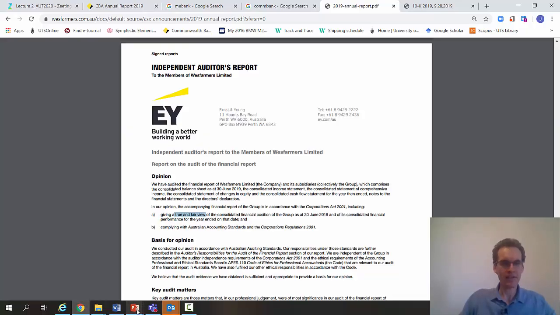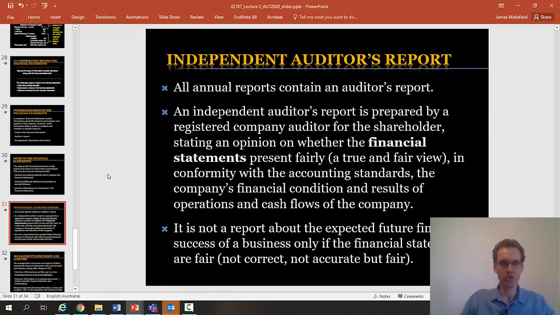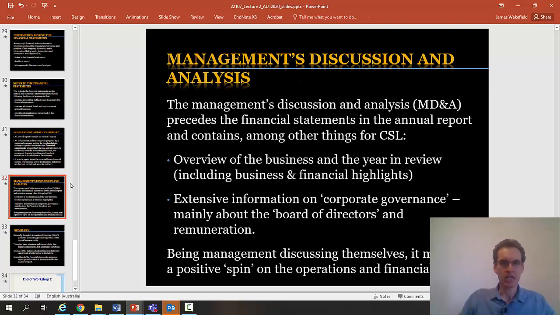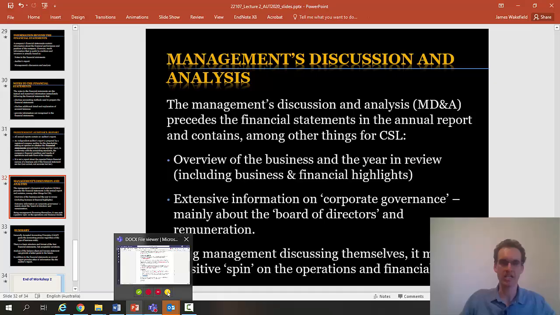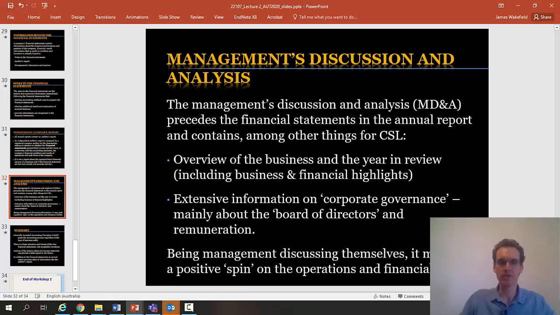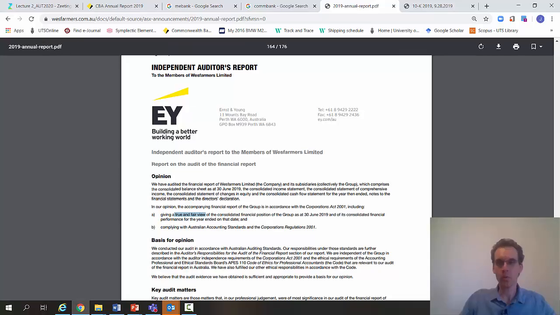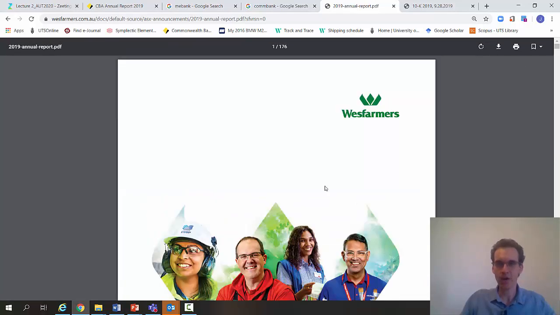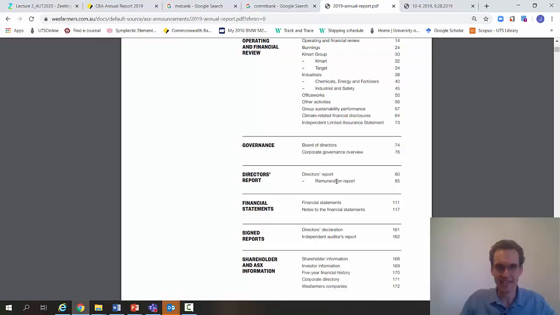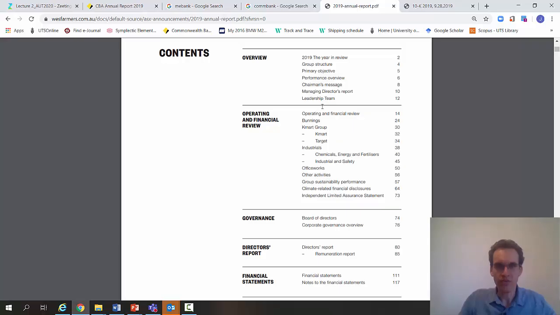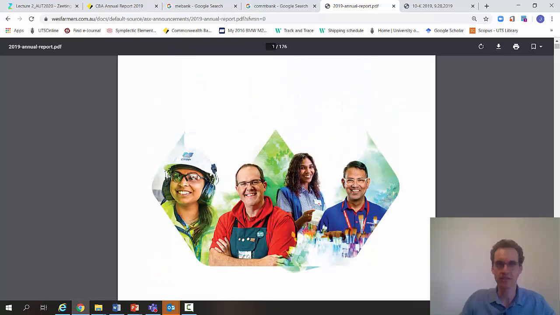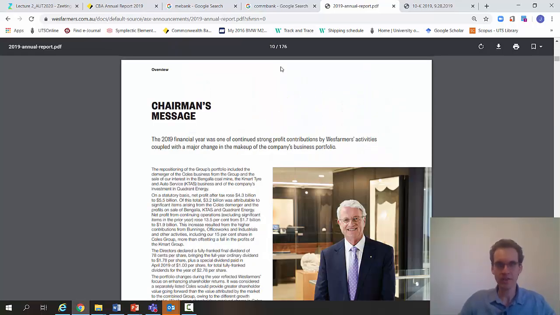Now, the final thing that I would like to show you here in relation to further information is you'll always see a management discussion and analysis about how they feel the organization has performed during the financial period that the report relates to. So if we look at Wesfarmers' annual report and we again go up the top and look for the contents section, you can see there that it has reports from the managing director. That's on page 10, which is relatively early on in the document.